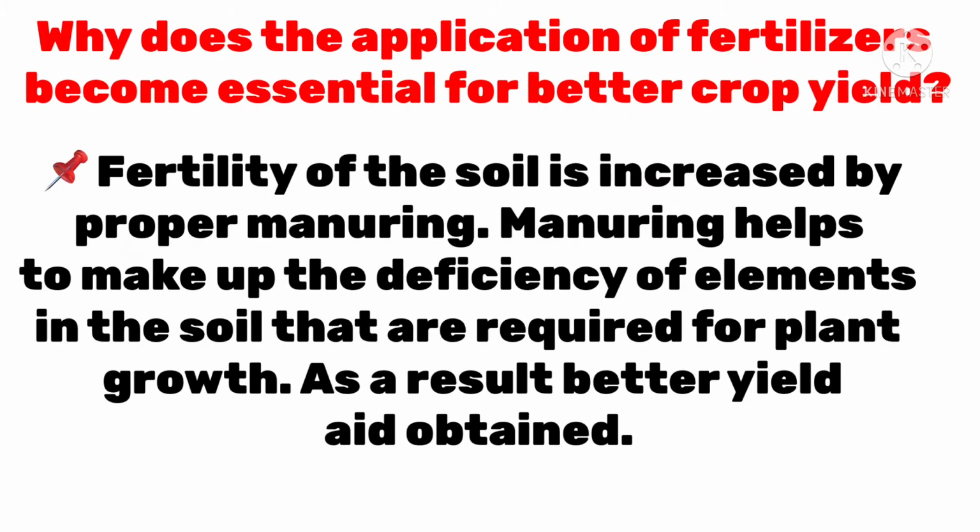Why does the application of fertilizers become essential for better crop yield? Answer. Fertility of the soil is increased by proper manuring. Manuring helps to make up the deficiency of elements in the soil that are required for plant growth. As a result, better yield is obtained.